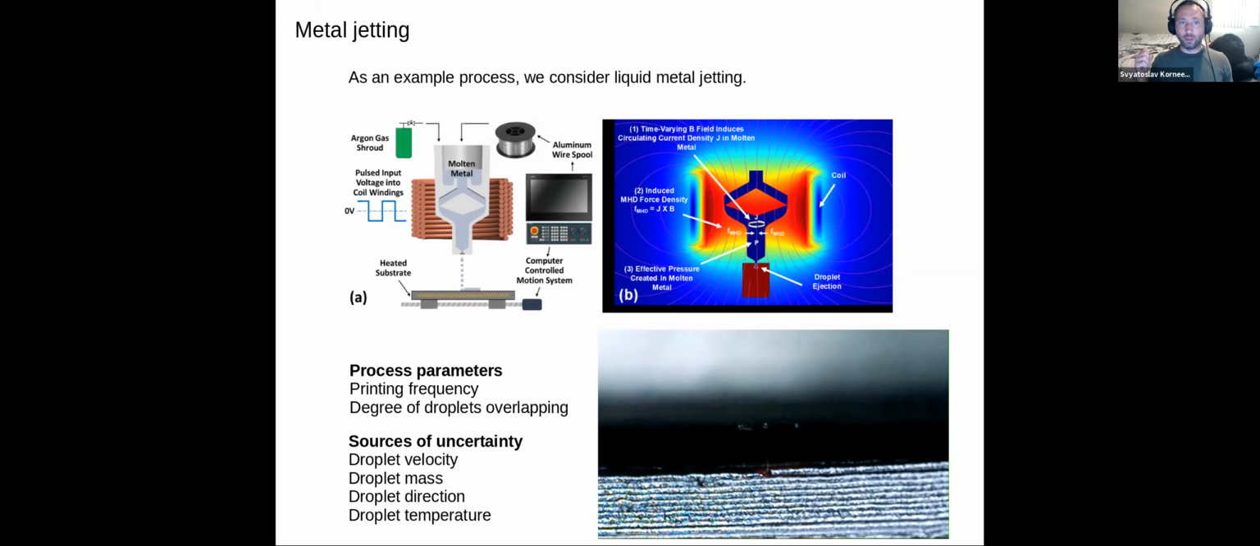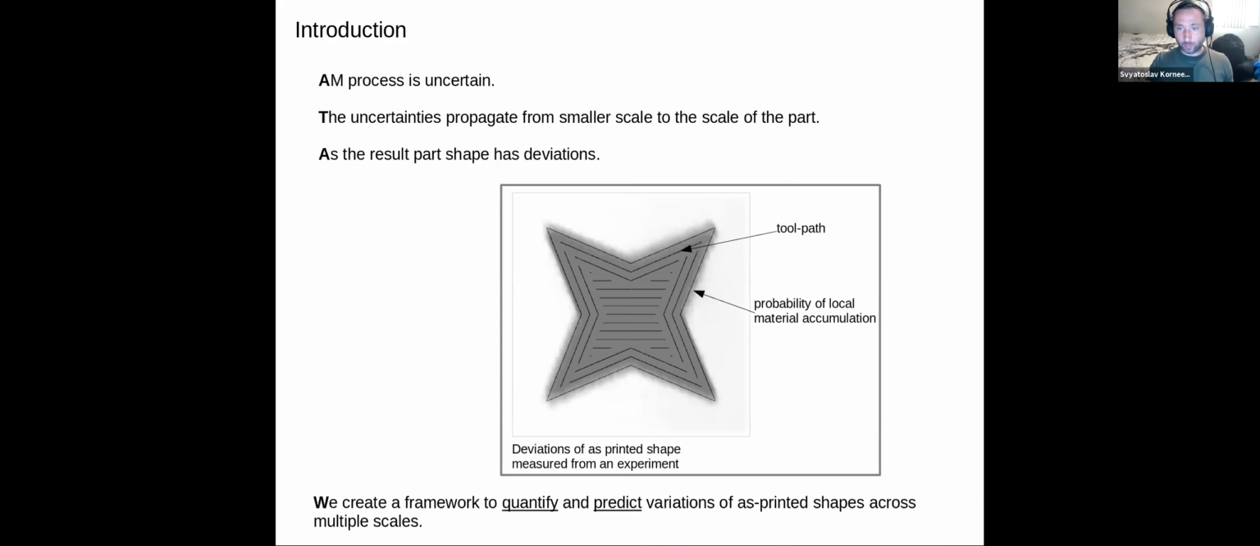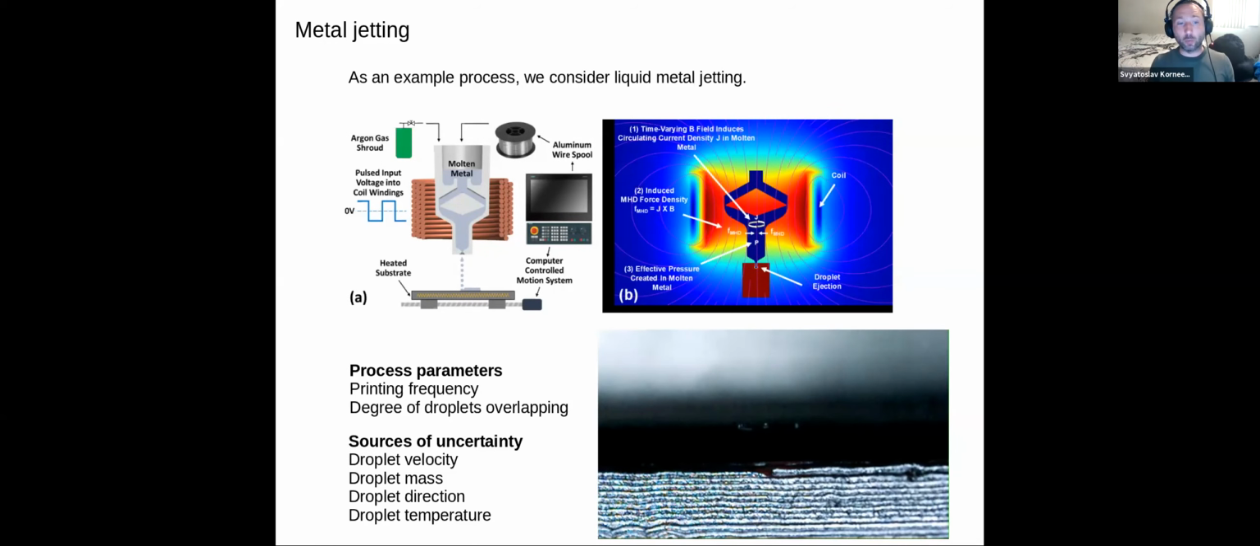By controlling the impulses of the current, the timing and the duration, you can control how frequently you eject a droplet, and by controlling the bed speed, you can control the overlapping between droplets. So the process parameters are the printing frequency and the degree of droplet overlapping. The sources of uncertainty are droplet velocity, mass, and droplet parameters. You can see in the video how droplets get deposited. You print line by line. It looks like a continuous jet, but the frequency is pretty high; there are discrete droplets there.